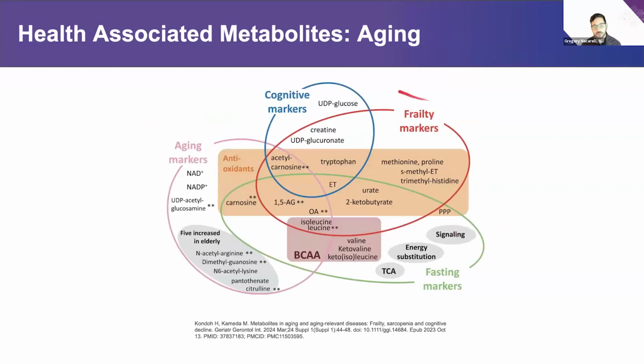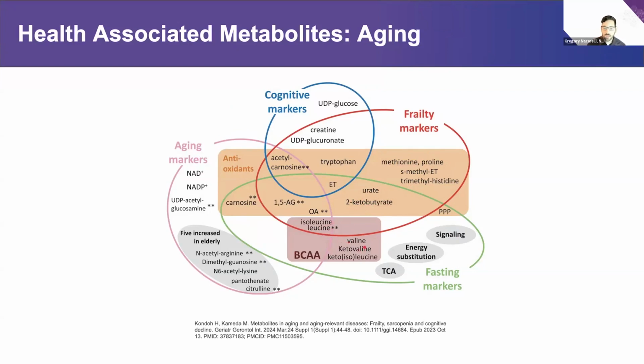Aging, so within aging, there's different things to consider. You could look at cognition. You could look at just general markers of aging, markers of fasting or frailty markers. And so you could associate, okay, does this individual have a predisposition towards frailty? By looking at these individual metabolites, like some amino acids, methionine, proline, and then some gut-associated metabolites like 2-keto-butyrate or urate, branched-chain amino acids. Again, generally speaking, they're associated with not good things.